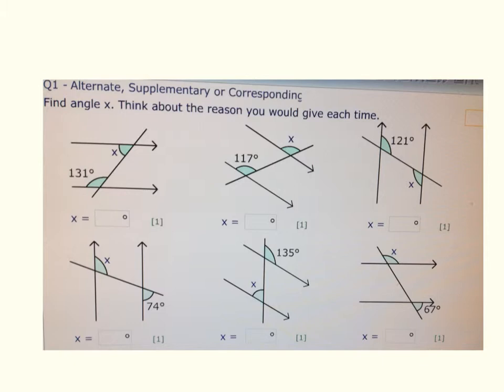Okay, so before you come into class on Monday, have a go at these, see how you get on. Don't forget, these are a mix of alternate, supplementary and corresponding angles. Give it a try, see what happens.